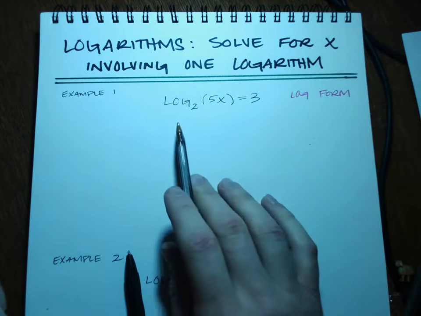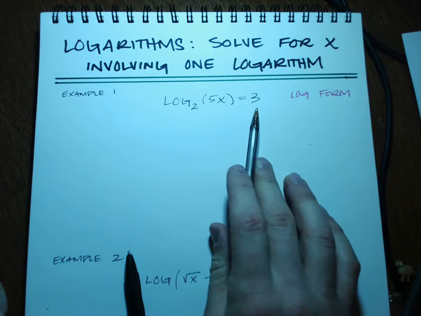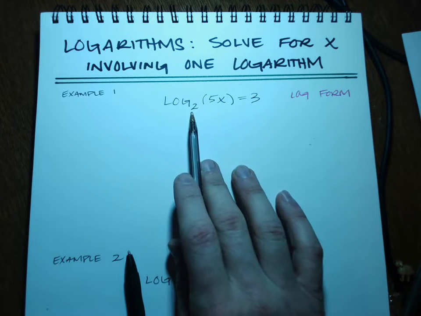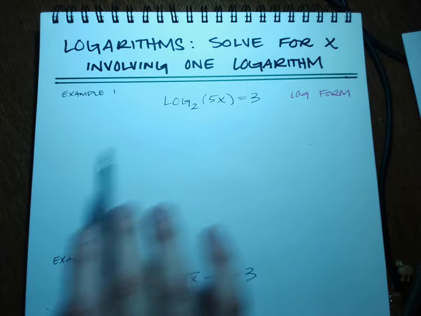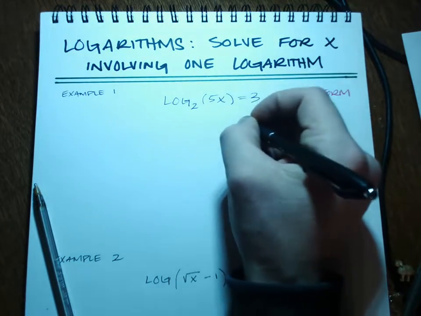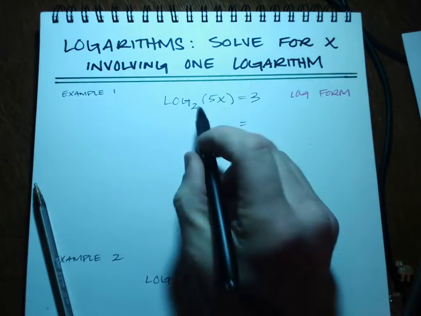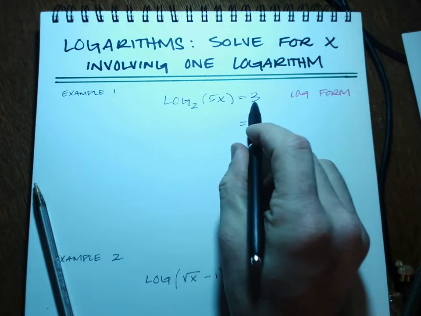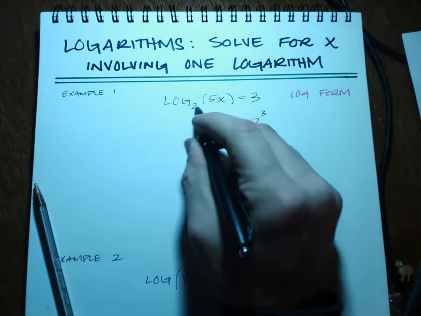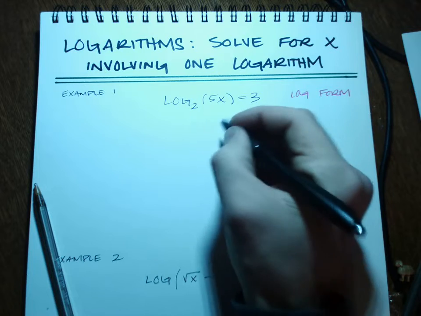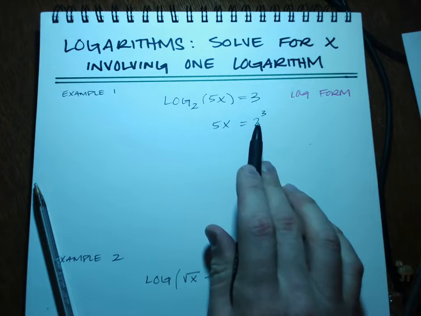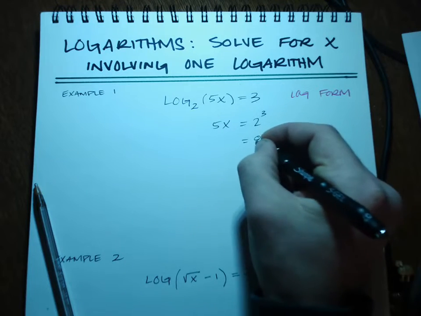And there's only one logarithm, and it's equal to some number. So we can convert this from log form to exponent form, meaning that the base is 2. I'm going to put this, let's do it like this. 2 to the third power, which is 8. I'll write 2 to the third first. And then 2 to the third power is 5x. In other words, 5x is 2 cubed, which is 8.